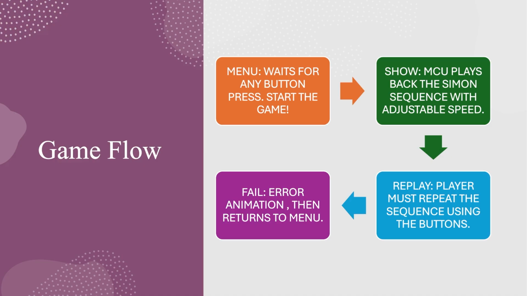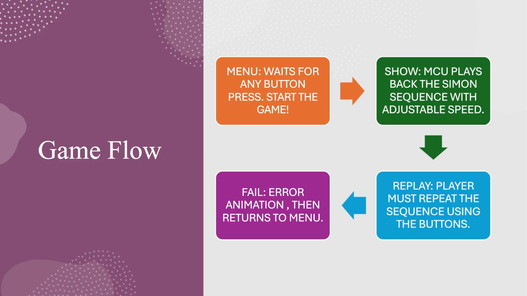After the sequence is shown, we move into the replay state. This is the player's turn to replay the sequence using the buttons. Each button press is checked against the stored pattern. If the player gets the sequence correct, they pass the level, and instead of going to fail, the game jumps back to show, where a longer and faster sequence is displayed for the next level.